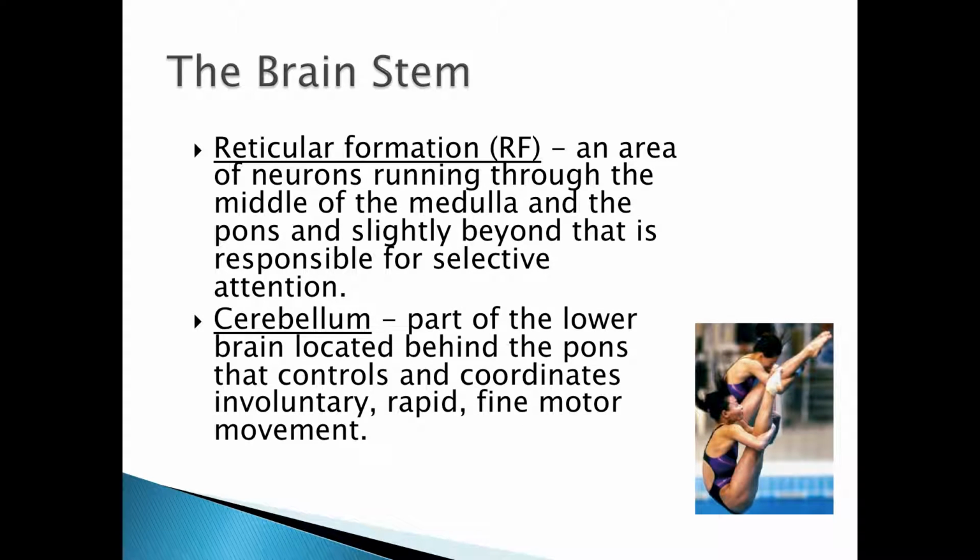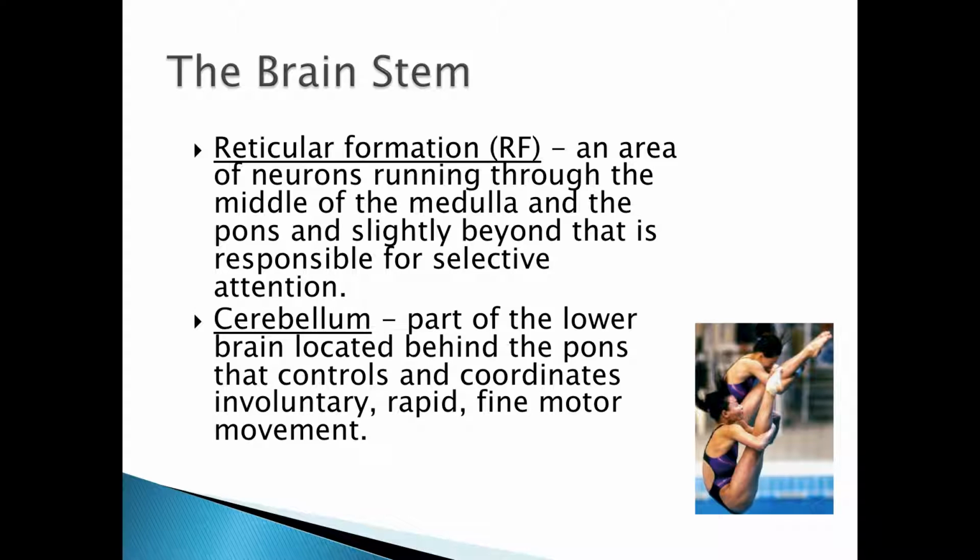The cerebellum sits at the lower part of the brain, behind the pons. It seems to have a large role in a lot of our coordinated involuntary movements, these sort of rapid, fine motor things that we do. Things like walking, skating, dancing, playing a guitar. Movements of speech seem to be housed here in the cerebellum. It's often referred to as like the little brain. So learned skills seem to be stored here.